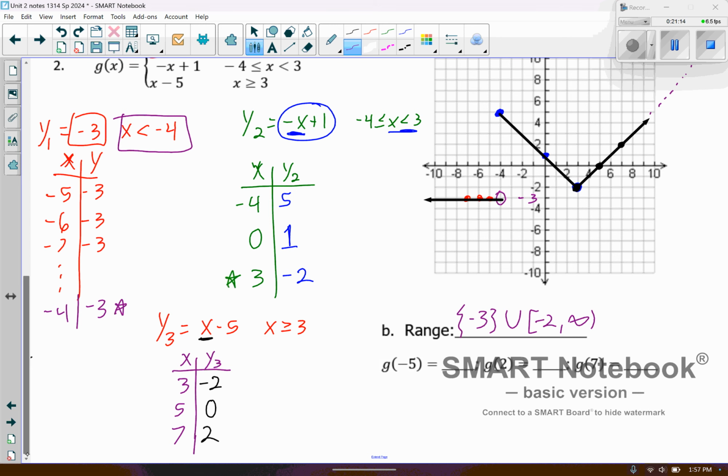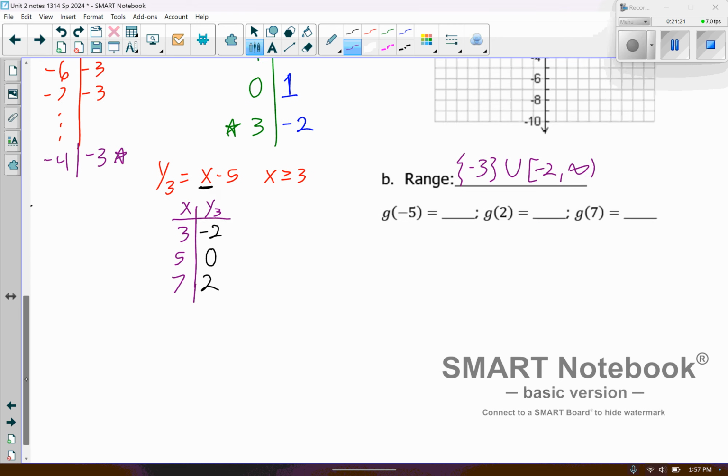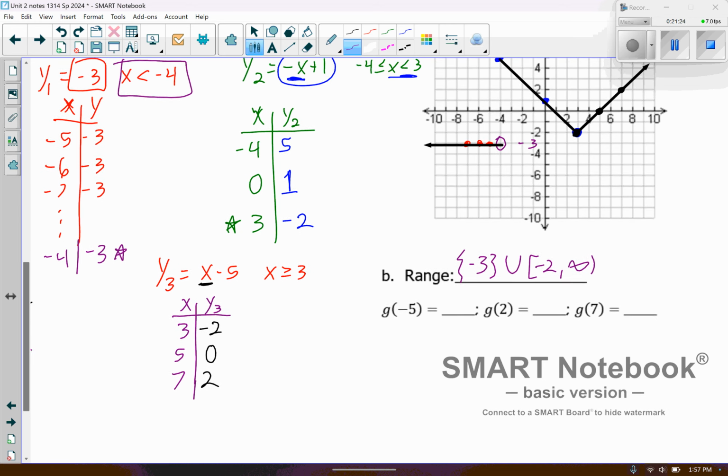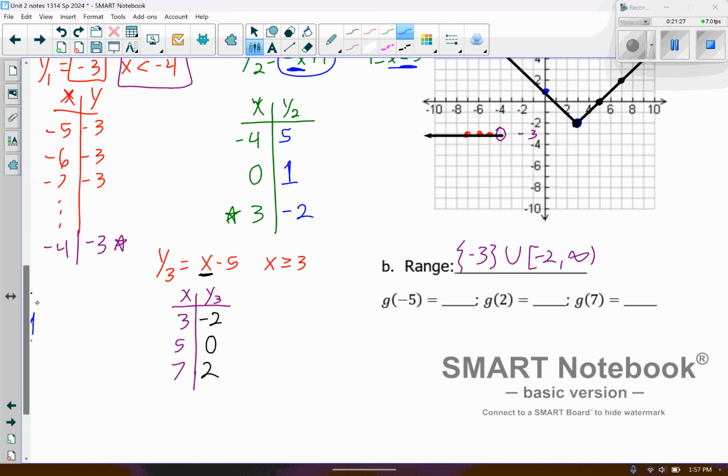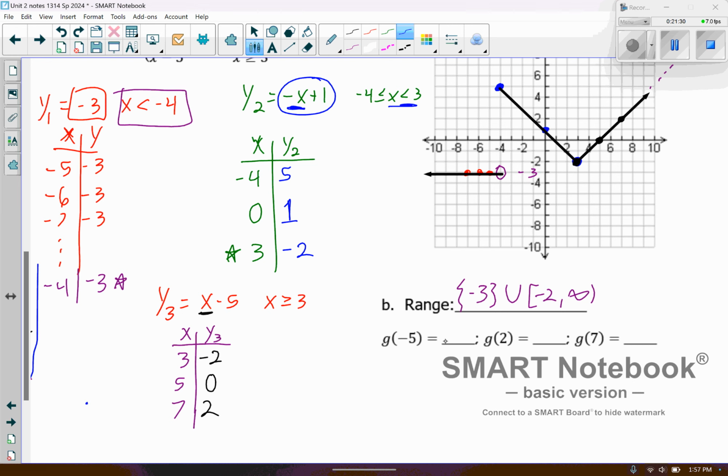And then the last part, they ask us for a couple function values, which maybe I have in the table. Let's see if I have a couple of those in the table. Okay, so g of -5, you can look at the graph also if you want to. So when x is -5, y is -3. When x is +2, it looks like y is -1 if you look on my graph right here. So when x is 2, y is -1 right there. And then let's see, what about 7? If my x value is 7, it looks like my y value is 2 right there.